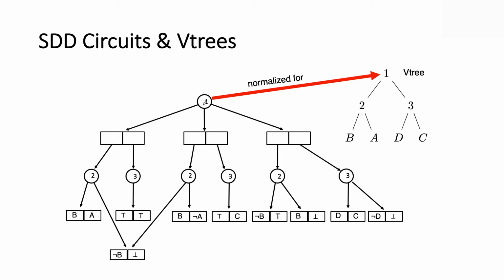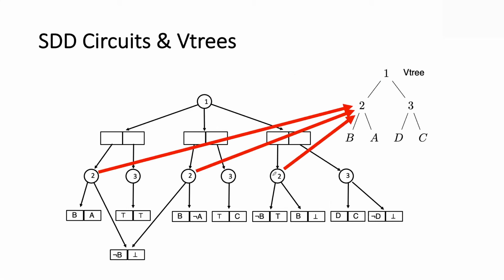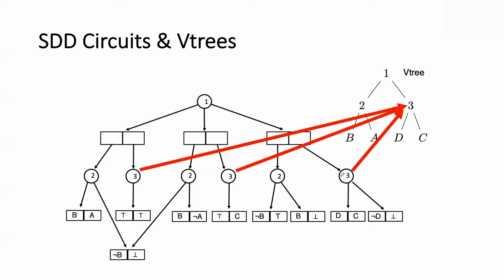If you look at this decision node, you look at the primes and the subs, you're going to find that the primes have their variables in this node and the subs have their variables in that one. And similarly, all of these primes here are normalized for that node, and all of these subs here are normalized for that node. So you cannot construct an SDD without first constructing a Vtree. And it turns out that if you use a particular Vtree when constructing the SDD, then you can use the SDD to do MAJ-MAJ-SAT in linear time.